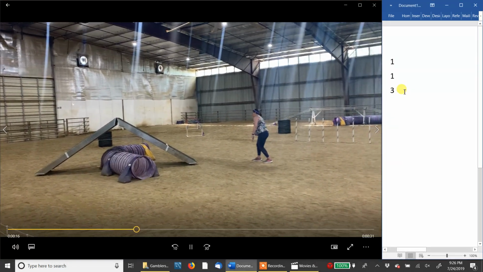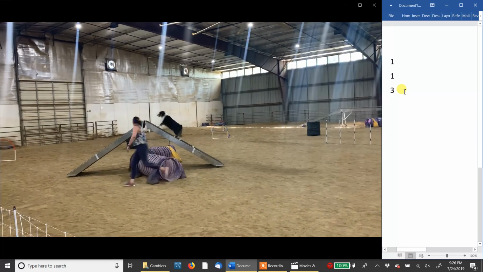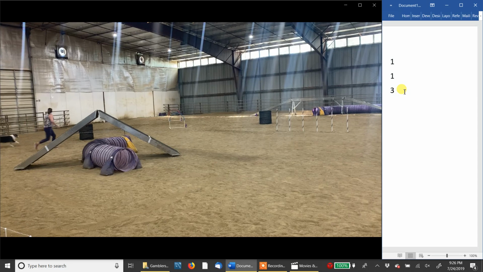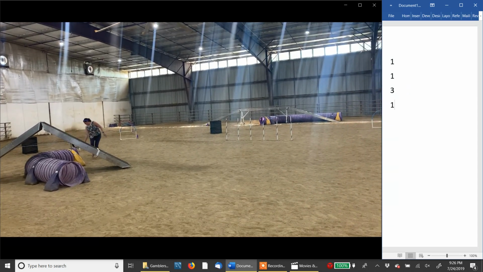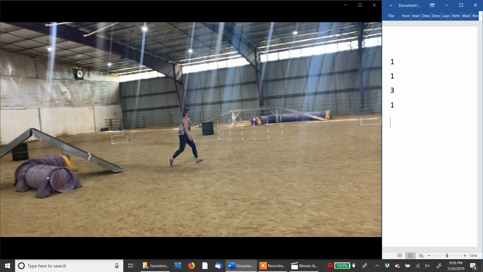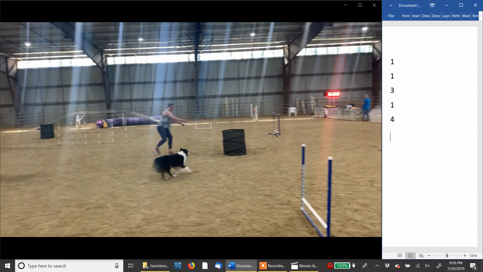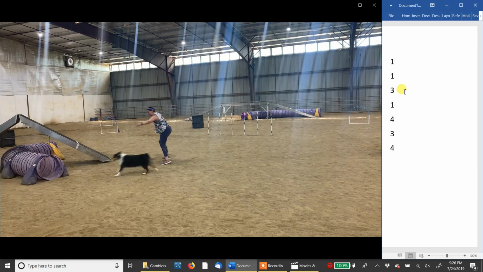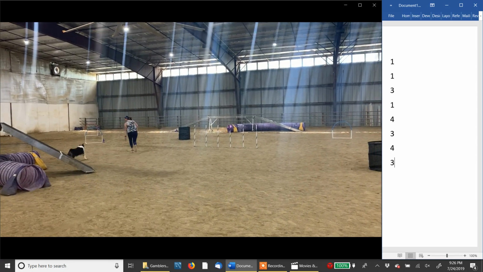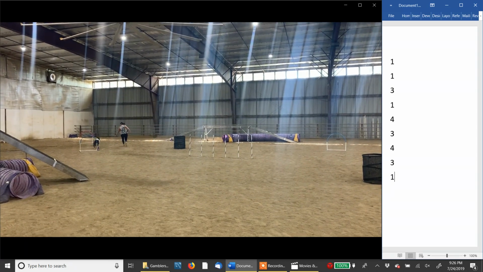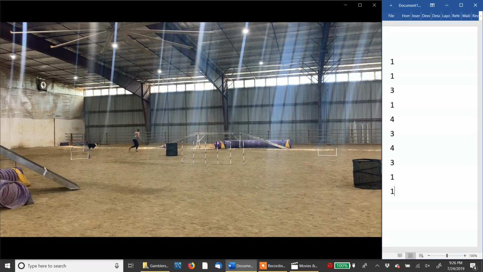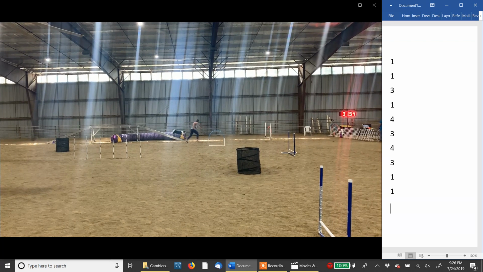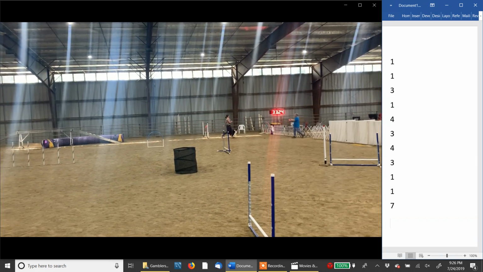So as I was saying, we would have a 3, 0. Can't really see it, but we assume they did the hoop for a 1. 2 sides of the barrel, so that's a successful performance for 4, 3, 4, 3, 1. We're now attempting the gamble. 1, 7, and we're off the course.